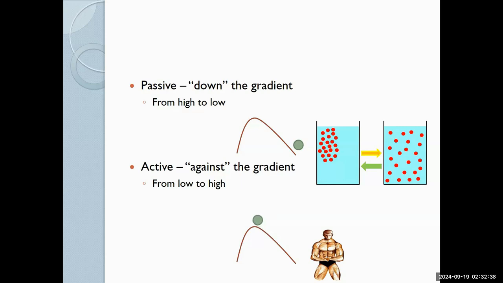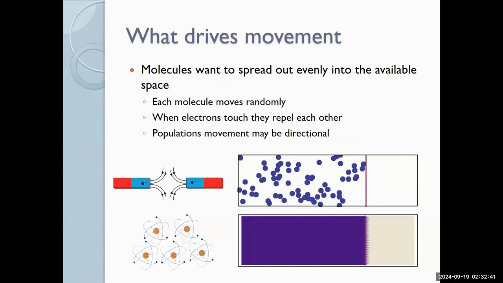How do these molecules move? Well, really, it's the nature of the atoms themselves and their electrons. Molecules want to spread out evenly into available space. They don't want their electrons to be touching anyone else's electrons unless they're bonded. And so molecules move randomly, and whenever they touch, they repel each other, because two negative electrons, if you ever try to put two negative magnets together, there's a little bit of a buffer there. And so that pushes them away. And while all of this movement is completely random, over time, we see what looks like a directional movement as they find available space and evenly spread out.